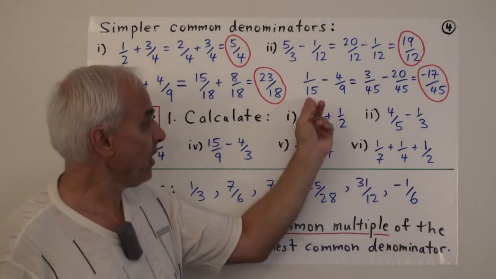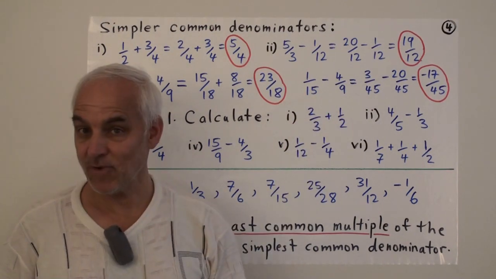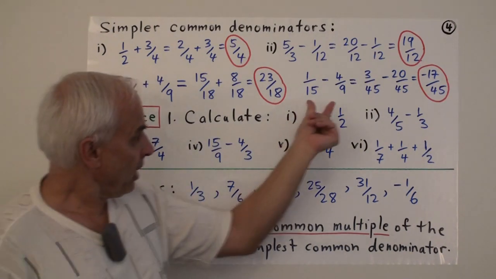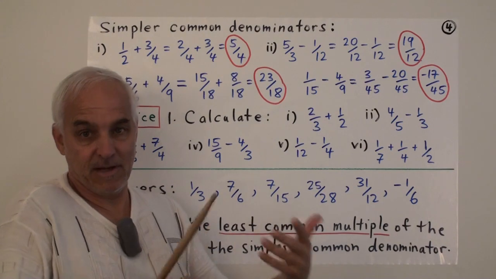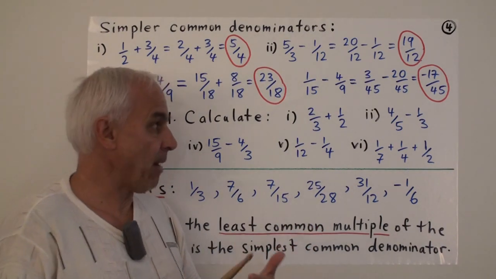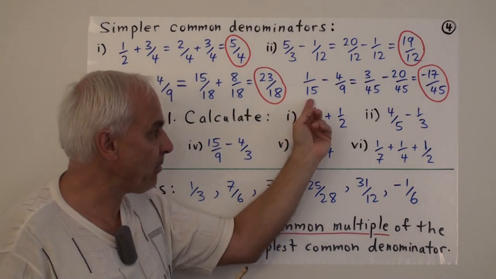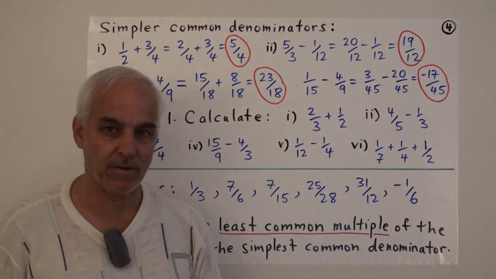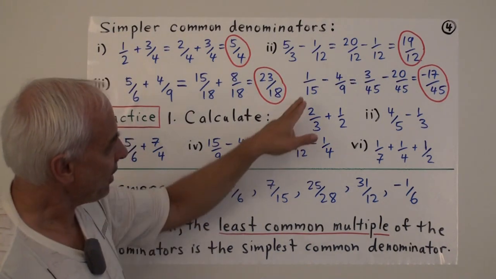Here's another example. A denominator of 15, a denominator of 9. We're subtracting those fractions. We don't particularly want to use the product because it's getting to be a little bit of a big number, 15 times 9. So we think, well, is there some smaller number which is a multiple of this one and a multiple of this one? Okay, so maybe some thinking is involved here.